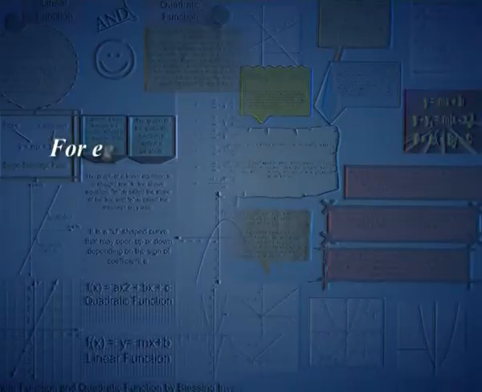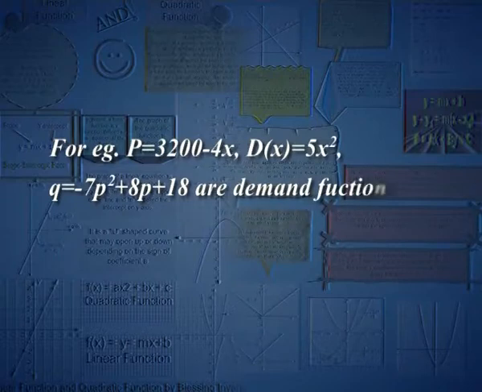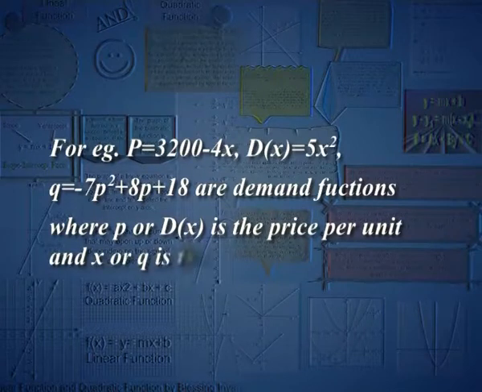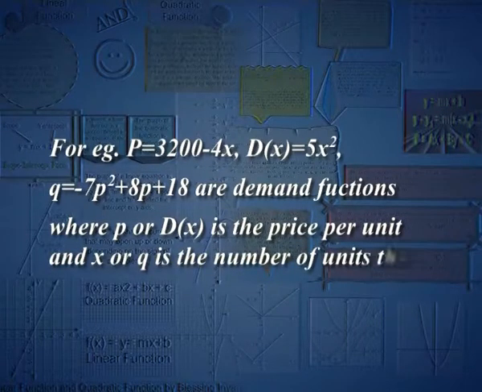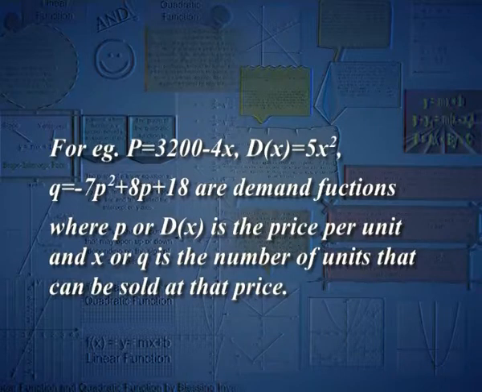In other words, demand function is a functional relation between the number of units of a particular commodity demanded in the market, that is the number of units that can be sold, and the price per unit. For example, p = 3200 − 4x is one of the demand functions. Another example for a demand function we can take as q = 7p² + 8p + 18. So these are some examples of demand functions where p or d(x) is the price per unit and x or q is the number of units that can be sold at that price.